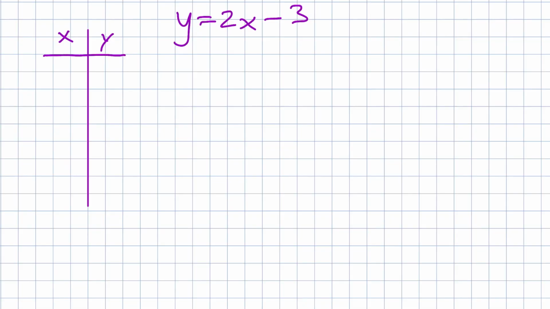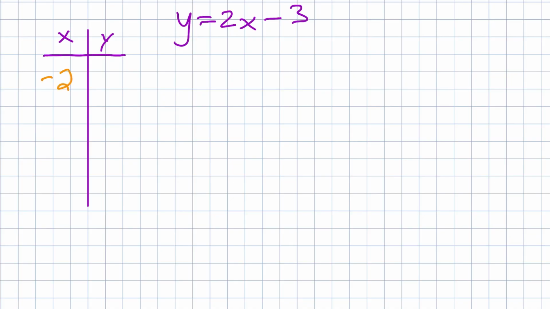So y equals 2x minus 3. I'm going to go ahead and create a table. That means I've got an x column on the left and a y column on the right. I could make it horizontal, that's okay too, I just like vertical. And then I pick a couple x values. Now you can pick whatever you want. I typically pick a couple negatives, a couple positives, and 0. So I'm going to choose negative 2, negative 1, 0, 1, and 2. These values will work almost all the time.